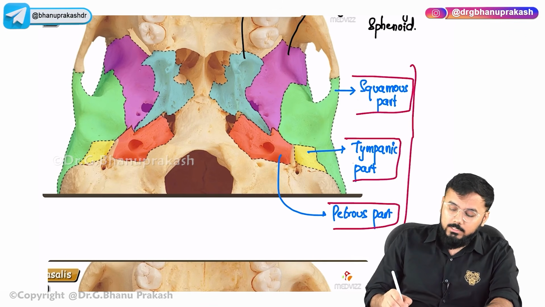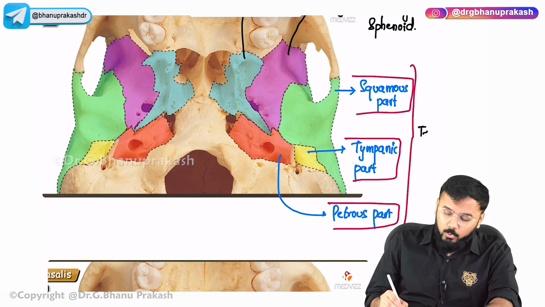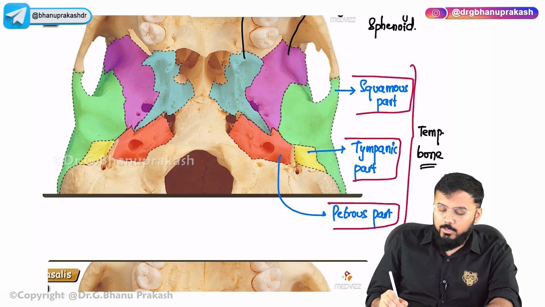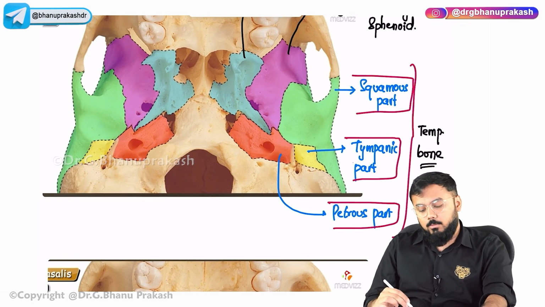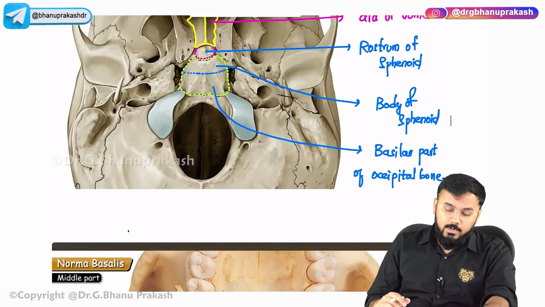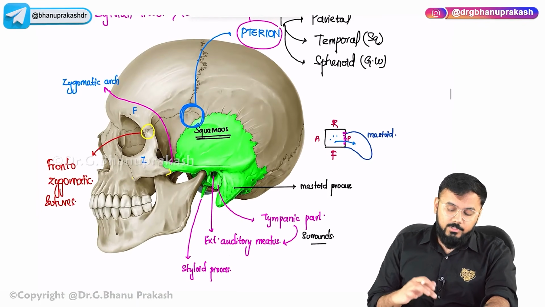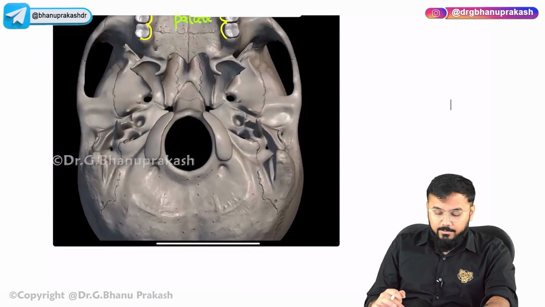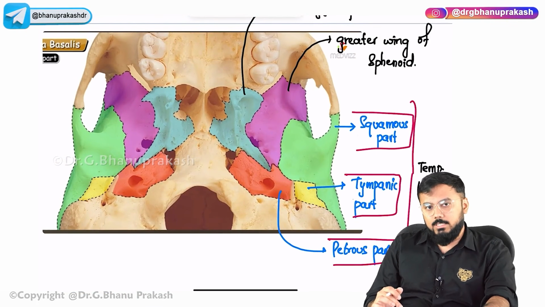All these are the parts of your temporal bone. So how many parts of the temporal bone? You have the squamous part, the tympanic part and the petrous part, right? From the side view also you can see the squamous part. If you remember, this is the squamous part from the side view. So this is the part which we have discussed just now.